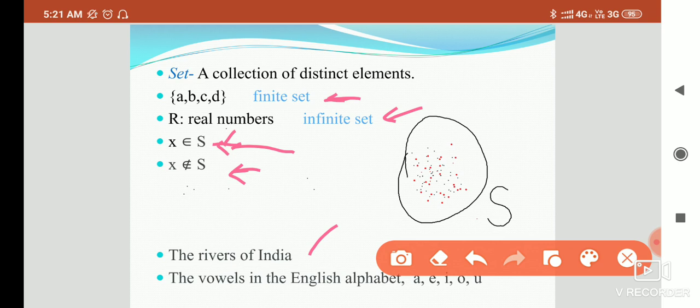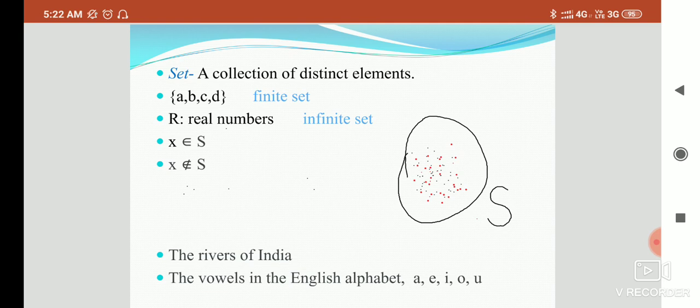Next example is rivers of India. It is a finite set because there are a finite number of rivers in India. Next example is the vowels in the English alphabet. What are the vowels? A, E, I, O, U. So these five are finite in number, so this is a finite set. This will be one set, and you can give any name to that set. It will be a finite set because there are finite elements, which are 5 only.